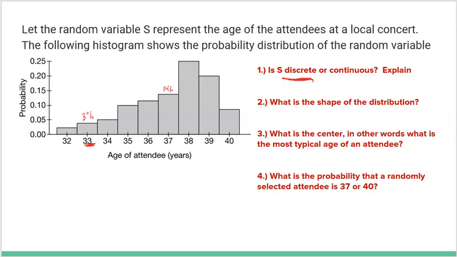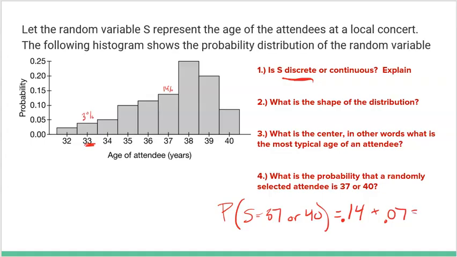All right, what is the probability that a randomly selected attendee is 37 or 40? So we're trying to find the probability that S equals 37 or 40. Now, if you remember OR probability, all we got to do is find the probability of 37, which is about 14%, 0.14. The probability of 40 looks to be about 7%. Again, it's hard to tell with these heights, but even if somebody said 8% or even 9% for 40, I think I'd give that full credit.